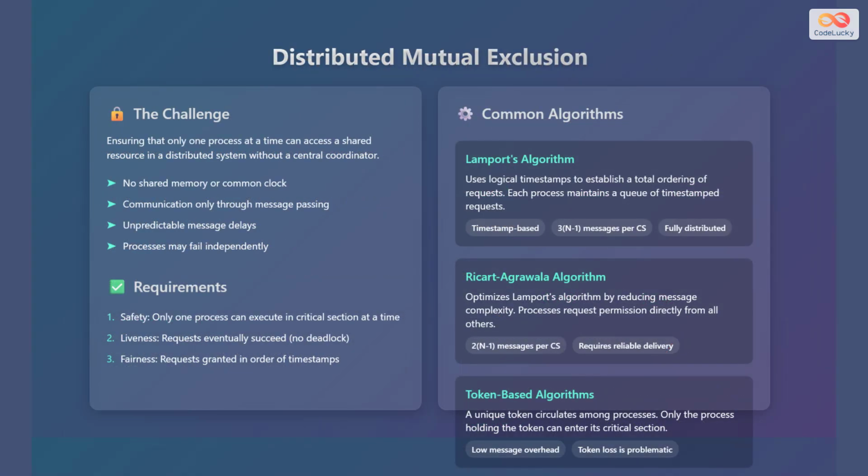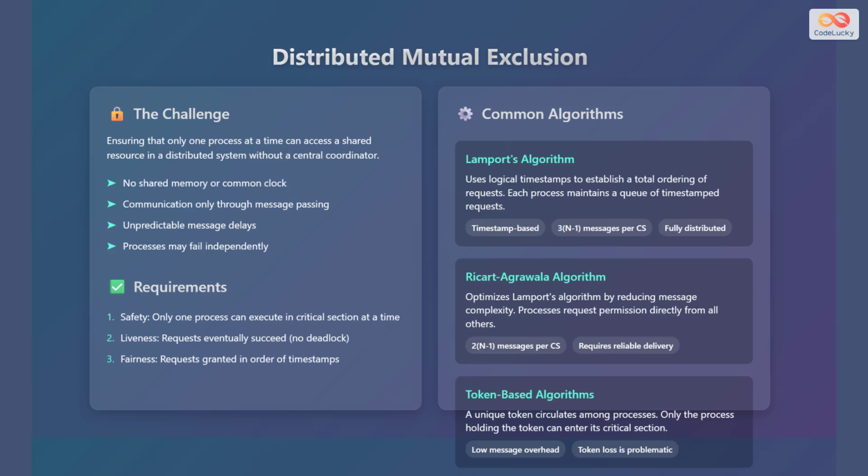Now let's tackle the challenge of distributed mutual exclusion. This involves ensuring that only one process at a time can access a shared resource in a distributed system without a central coordinator. This requires the following: no shared memory or common clock, communication only through message passing, unpredictable message delays, and processes that may fail independently. The requirements include safety, which means only one process can execute in the critical section at a time, liveness, which means requests eventually succeed without deadlock, and fairness, which means requests are granted in order of timestamps.